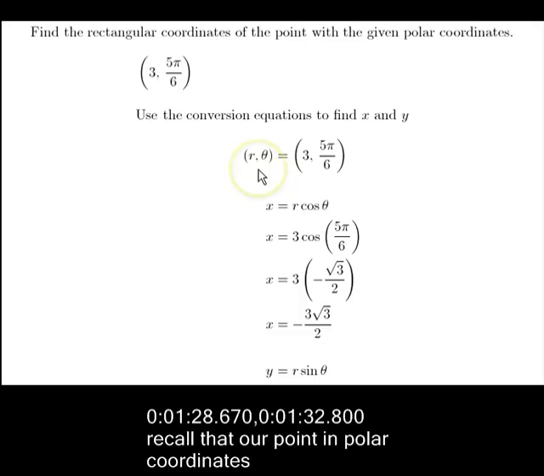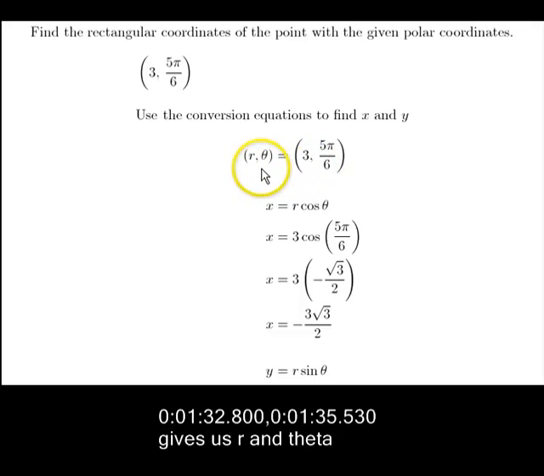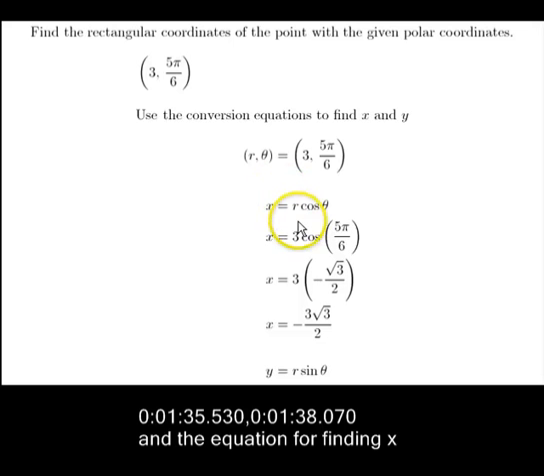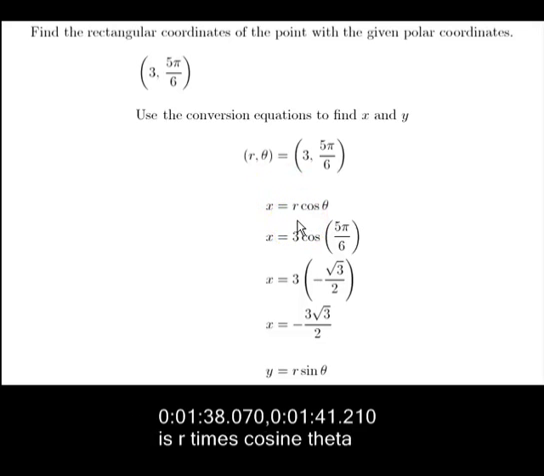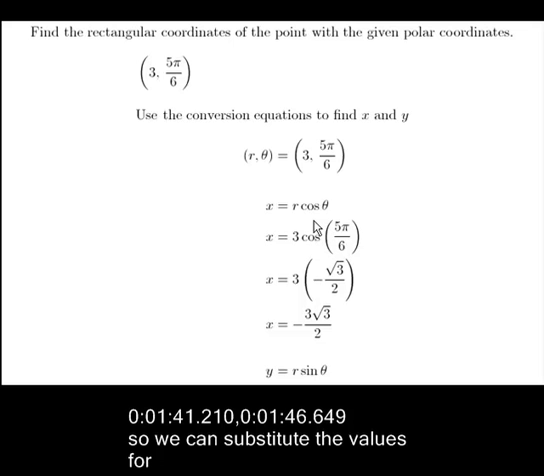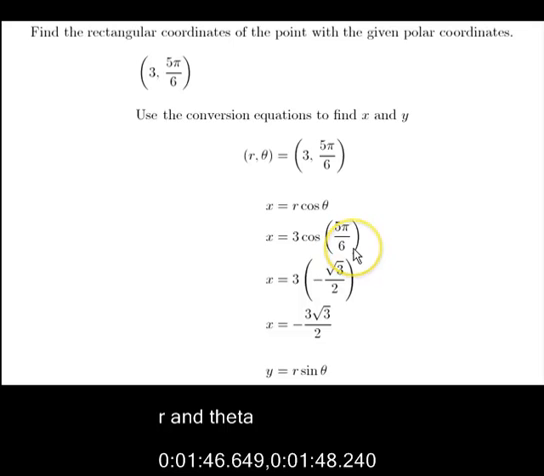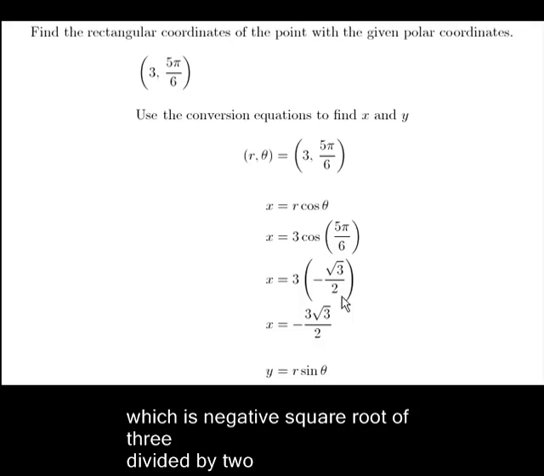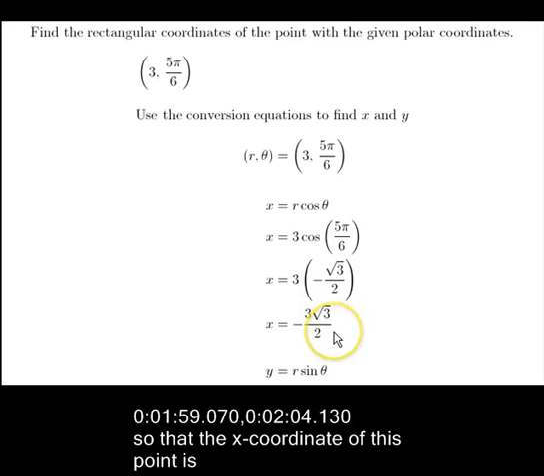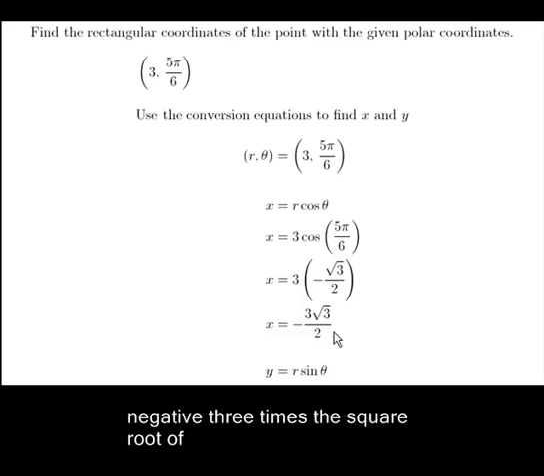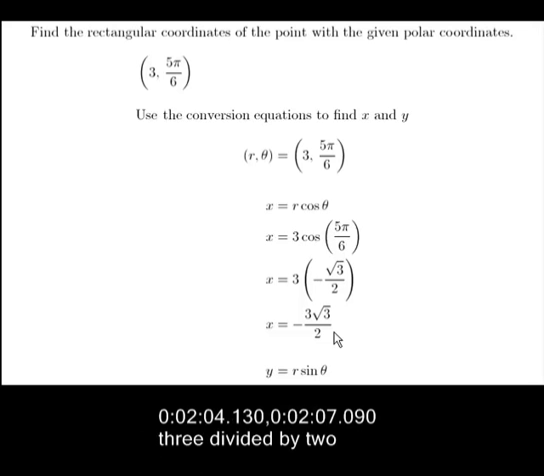Recall that our point in polar coordinates gives us r and theta, and the equation for finding x is r times cosine theta, so we can substitute the values for r and theta and then evaluate cosine of 5 pi over 6, which is negative square root of 3 divided by 2, so that the x-coordinate of this point is negative 3 times the square root of 3 divided by 2.